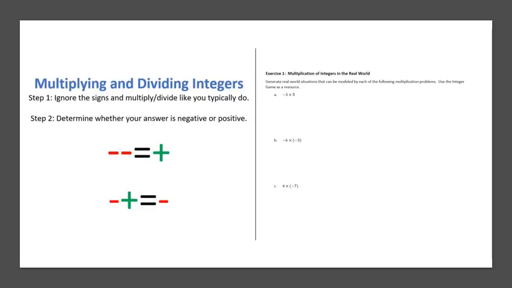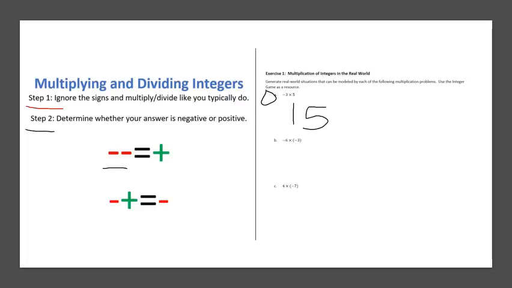So if I look at step 1, step 1 tells me to ignore the signs. Ignore the signs and just multiply and divide like you typically do. So if I look at A, if I ignore the signs, I see 3 times 5. What is 3 times 5? I know 3 times 5 gives me 15. Now, step 2, determine whether the answer is negative or positive.